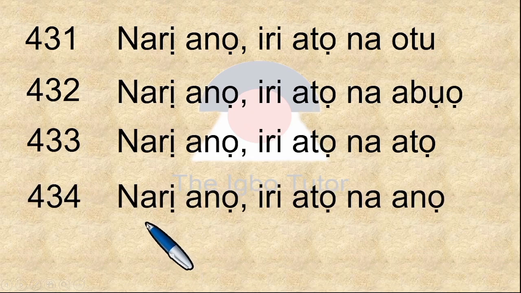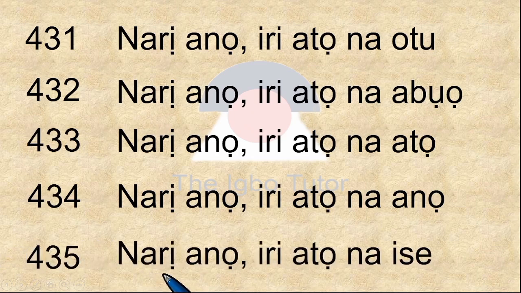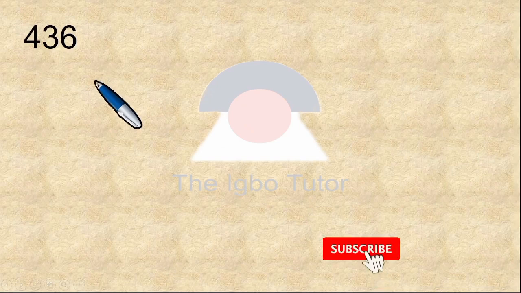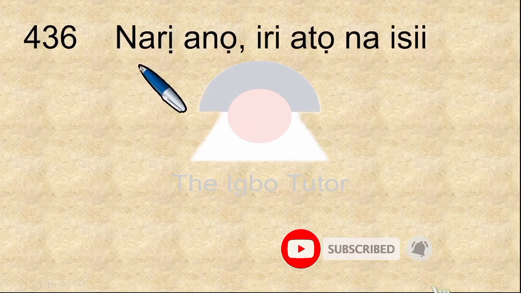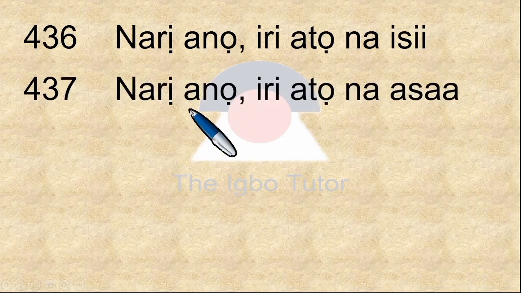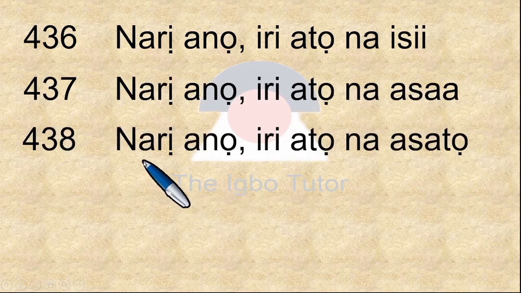434 is nari ano iri ato na ano. 435 nari ano iri ato na ise. We proceed to the next page. We have 436 nari ano iri ato na isi. 437 nari ano iri ato na asa. 438 nari ano iri ato na asato.